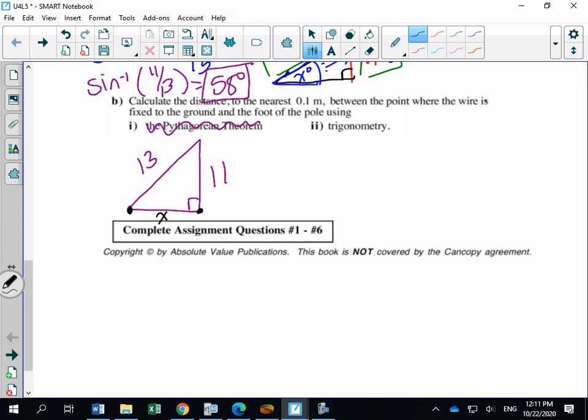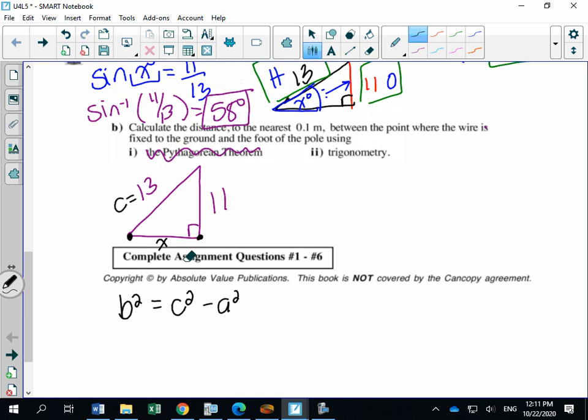If this was a test question, there's two ways that you could solve this. You could use Pythagoras' theorem, right? You could say, I'll just write it down here, b squared is equal to c squared minus a squared, because this would be my c, right? So we could use Pythagoras' theorem, and maybe we will, but let's first use trig to figure this out. We just calculated this angle, so I'm going to have to put my 58 degrees in there.